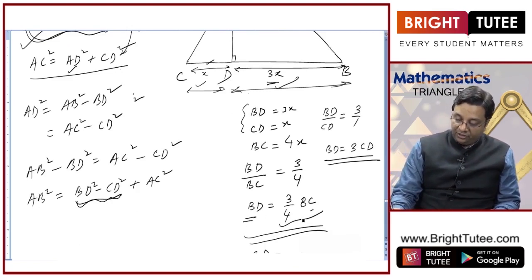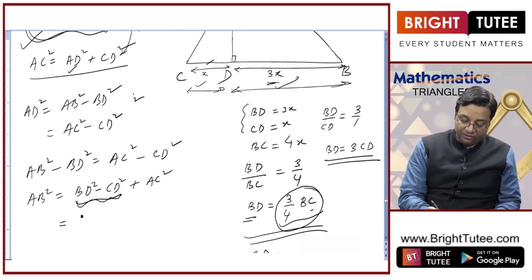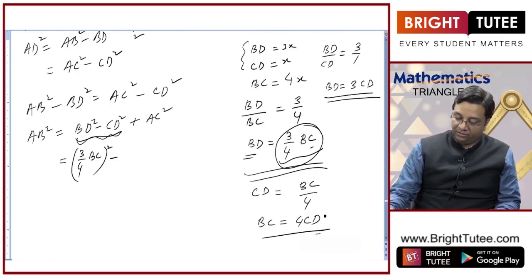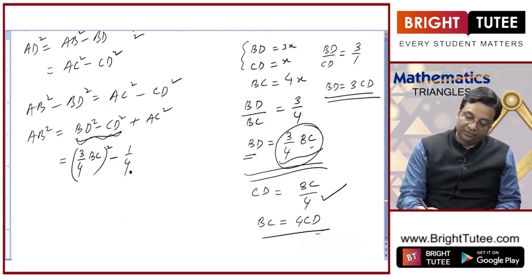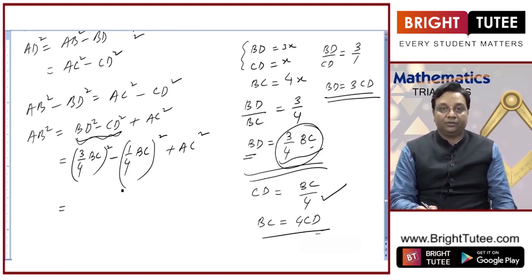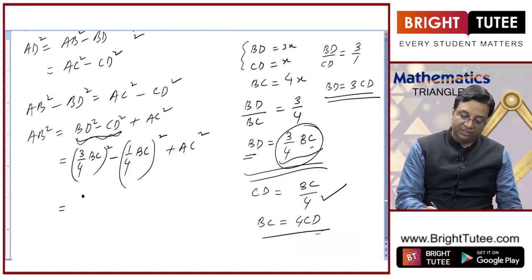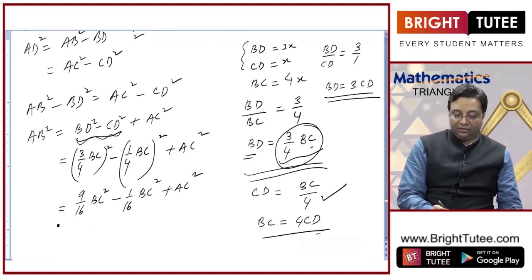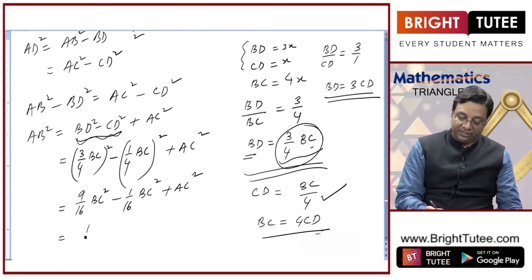I know BD is equal to 3 by 4 BC. So, 3 by 4 BC whole square minus CD, which is 1 by 4 BC, 1 by 4 BC whole square plus AC squared. So, 3 by 4 squared means 9 by 16 BC square, minus 1 by 16 BC square plus AC square. Now, 9 by 16 minus 1 by 16 is 8 by 16, that is 1 by 2. So, 1 by 2 BC square plus AC square is equal to AB square.